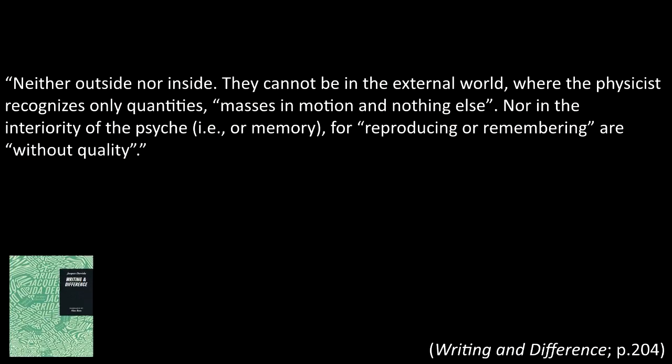And this brings us to the last kind of neurons, which are perceptual. So these neurons represent consciousness. And consciousness is defined as that which gives us qualities, that which brings about qualities. And this will maybe make more sense a little bit later, differences that are pure quality. So how and where do the qualities originate? Neither outside nor inside. They cannot be in the external world where the physicist recognizes only quantities, masses and motion and nothing else, nor in the interiority of the psyche, i.e. memory, for reproducing or remembering are without quality.